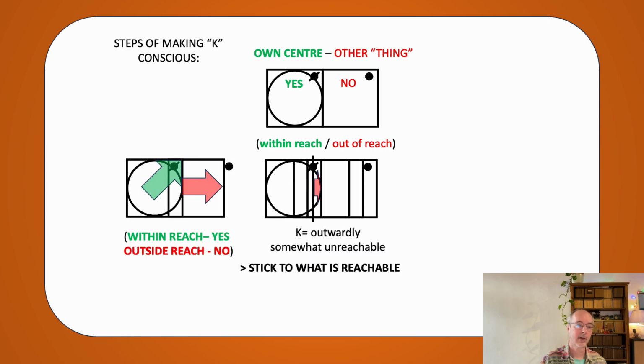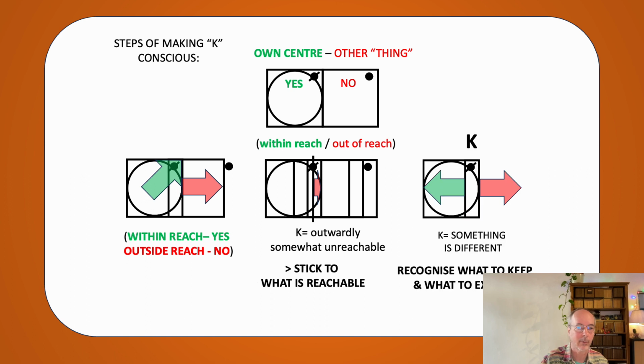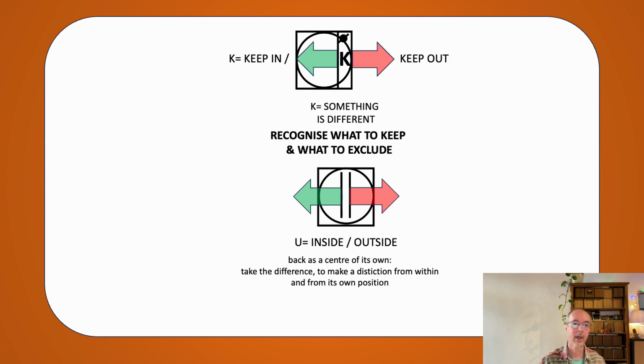This we can also keep to ourselves. We only know ourselves. So we can also say, okay, what we don't know, what is not reachable, keep it unreachable. Let's stick to what is reachable from what we know. In that way, we will make a distinction from K to distinctive, what is different, to keep and what not to keep. That's already the next level, or to keep in and to keep out.